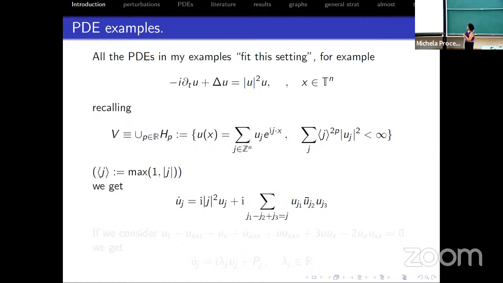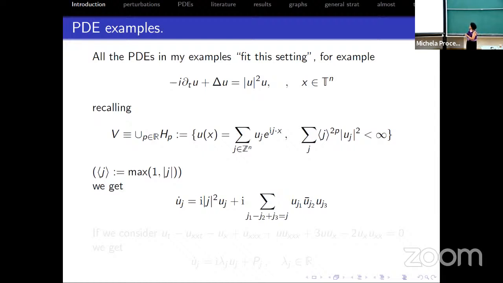So what does it mean that I am in some H^p? This will control the regularity. It's rather well known that regularity of the function implies decay of the Fourier coefficients. So here I'm requiring that the u_j decay like ⟨j⟩^(-2p). And here, this is the Japanese bracket. It's just the maximum between 1 and |j|. You can safely ignore it.